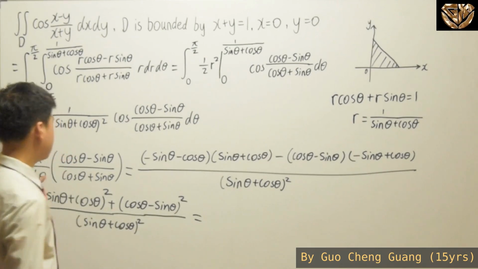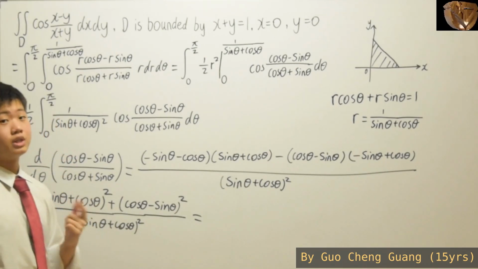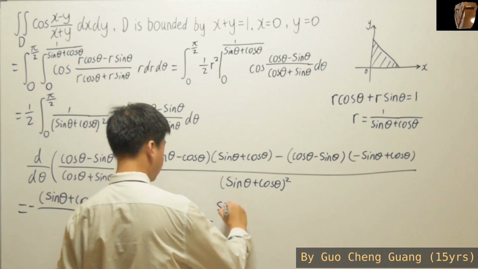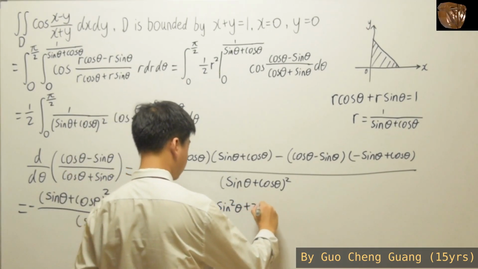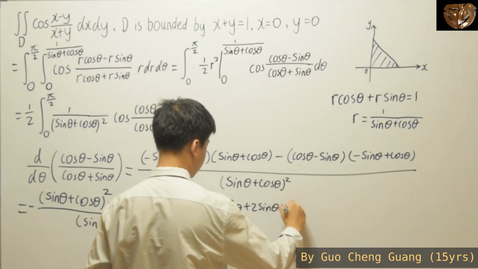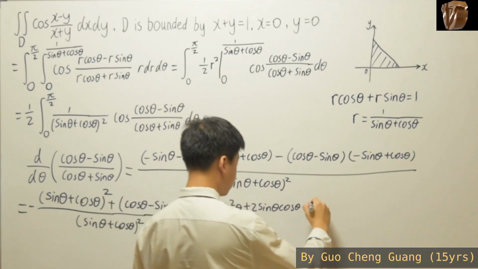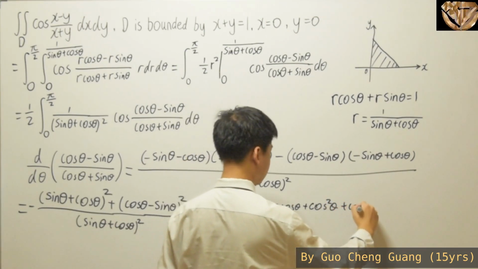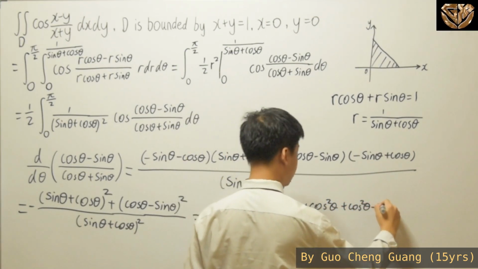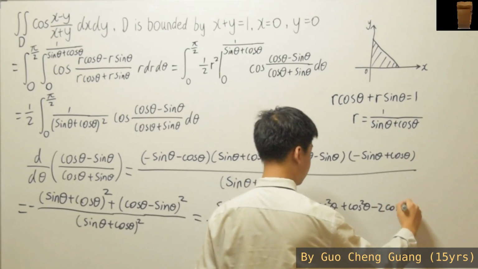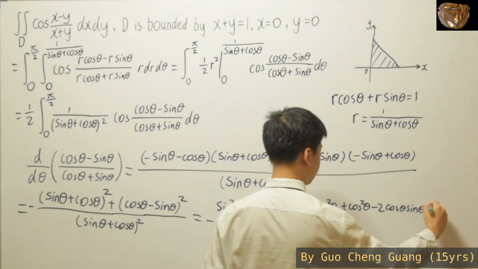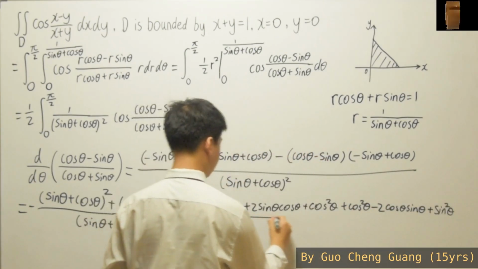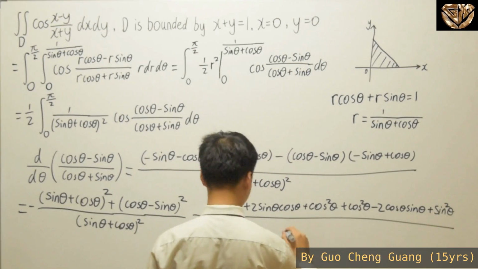Okay, so let's expand your entire numerator. When you expand your entire numerator, you'll have sine squared theta plus 2 sine theta cosine theta plus cosine squared theta plus cosine squared theta minus 2 cosine theta sine theta plus sine squared theta, and of course divided by your denominator.